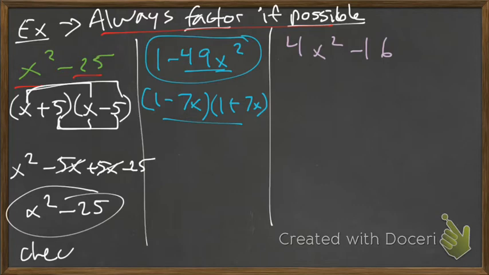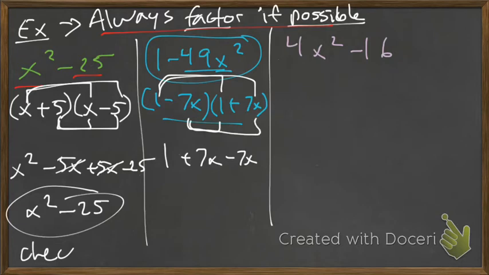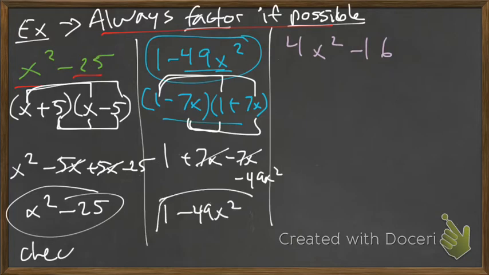Let's do that really quick. So 1 multiplied by 1, 1. Plus 7x, subtract 7x. And that's subtract 49x squared. Those will cancel out, so we'll be left with 1 subtract 49x squared. Check, done. Alright, let's look at this last example.